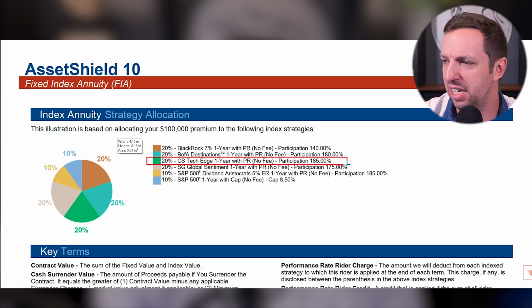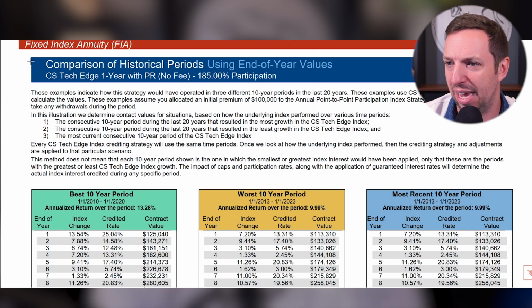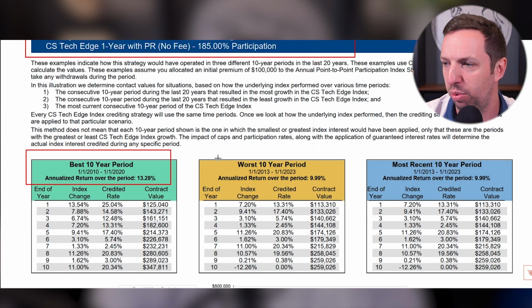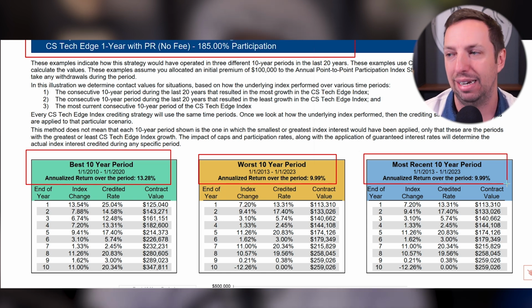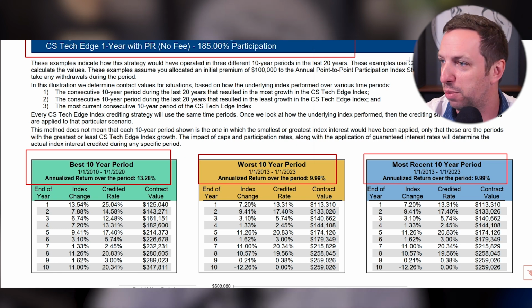The next index is this CS Tech Edge. Let's talk about it. Here's our CS Tech Edge. Best 10-year period, 13.2. Worst, 9.99. Most recent, 9.99. Is it going to be the same story, or does this index actually have a track record? Well, let's pull up their fact sheet.